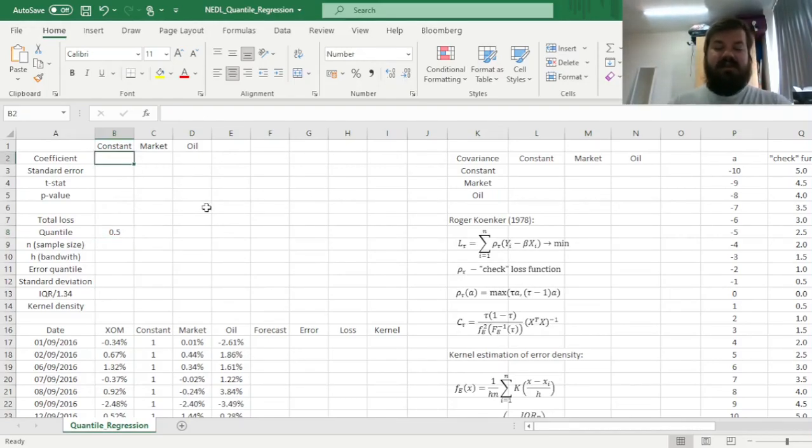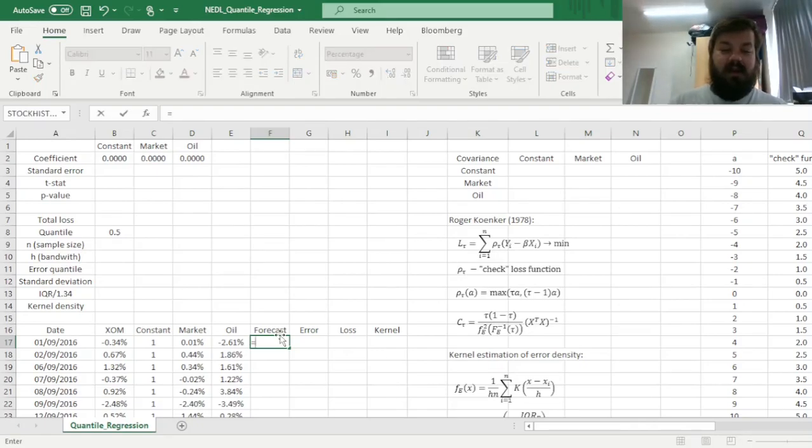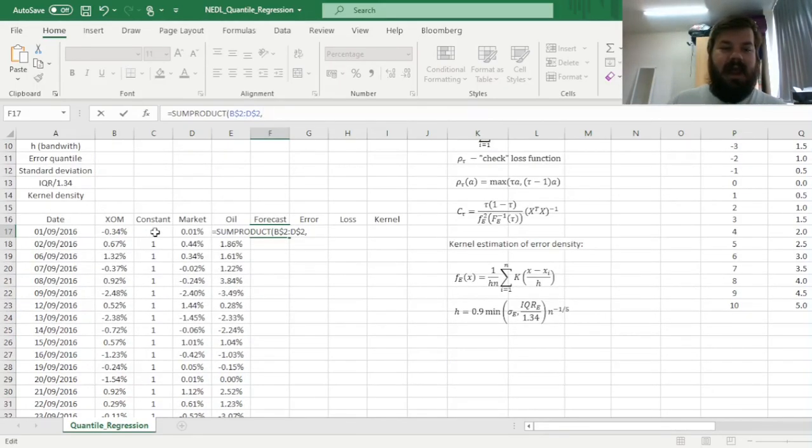First of all, let's input our starting values of coefficients to be zeros and start calculating our forecasted values of the y, the response variable, our prediction errors, our losses as per the check loss function, and see where it takes us. So the forecast value of ExxonMobil returns can be simply calculated as a sumproduct between the coefficients with rows locked, as we don't want the coefficients to change as we move throughout our sample, and the variables we have got here.